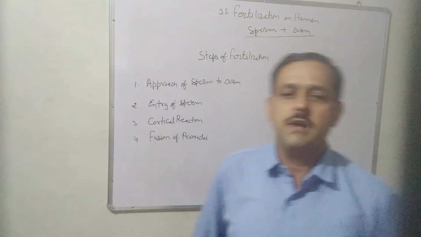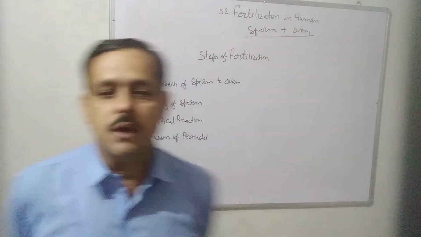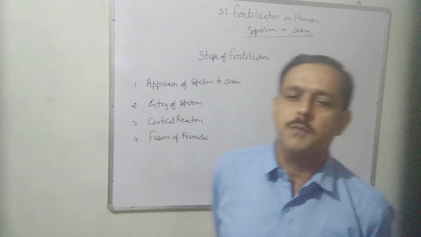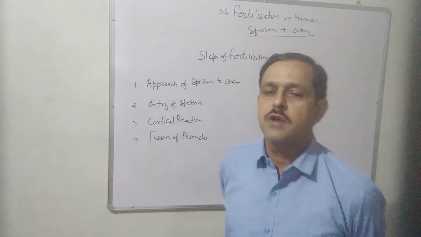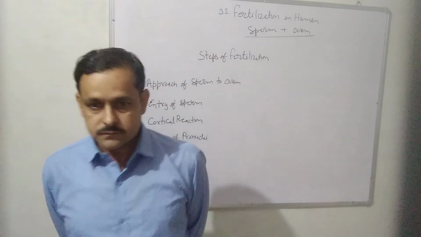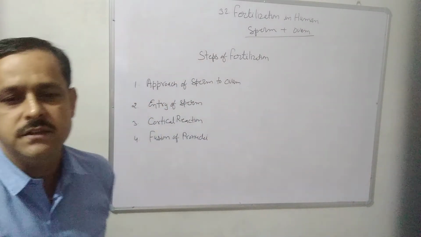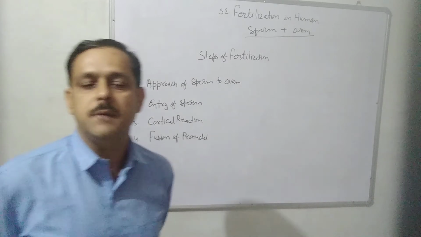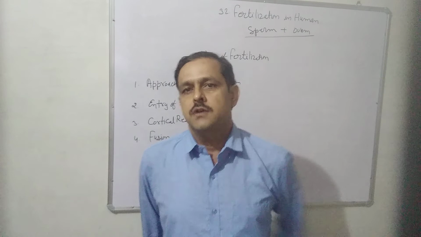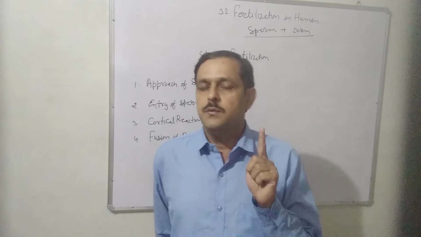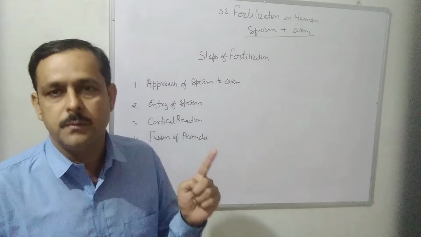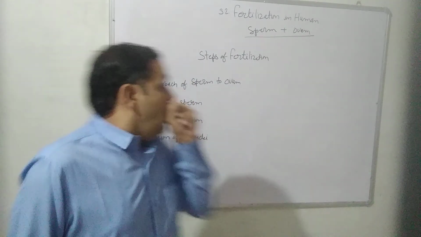The fusion of pronuclei of gametes is called karyogamy, while the mixing of two sets of chromosomes of two gametes is known as amphimixis. As in other mammals, fertilization is internal in human females. Generally it occurs in the ampulla of the fallopian tube. So here is a one mark question: where does fertilization occur? In the ampulla of the fallopian tube.